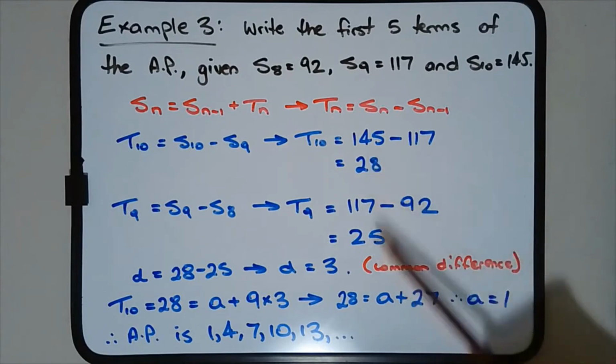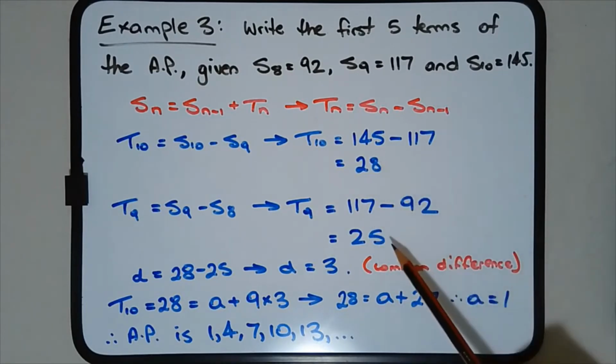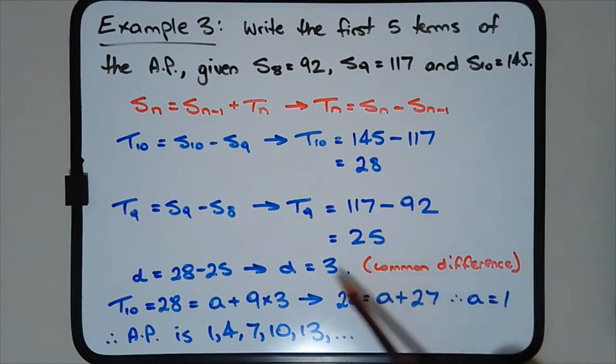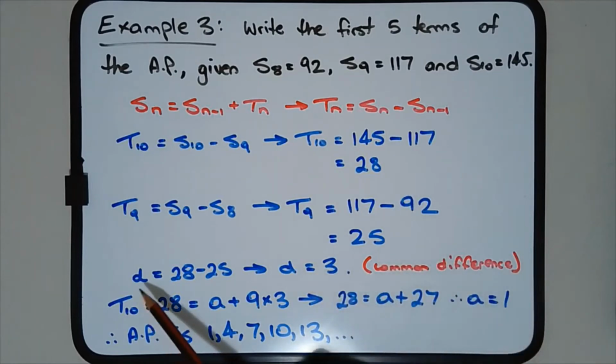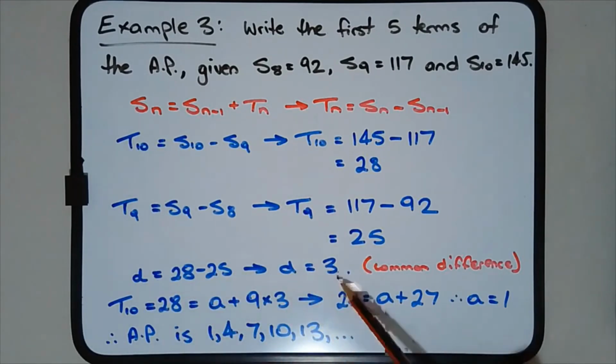So we know that these two terms form an AP. And we also know that this is the 10th term, this is the 9th term. So let's find the common difference. So you can subtract T9 from T10. So D is equal to 28 minus 25. So therefore D equals 3. A common difference of 3 there.